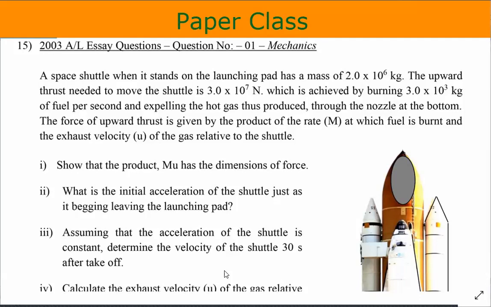The upward thrust is given by the product of the rate at which the fuel is burned. See, there is a very important word here: rate. Rate at which the fuel is burned. Rate means something per second. How much fuel is burned per second, which is known as rate. Capital M is the rate at which the fuel is burned, and u is the exhaust velocity of the gas relative to the shuttle. There is another word, relative. It will be needed later here, velocity.